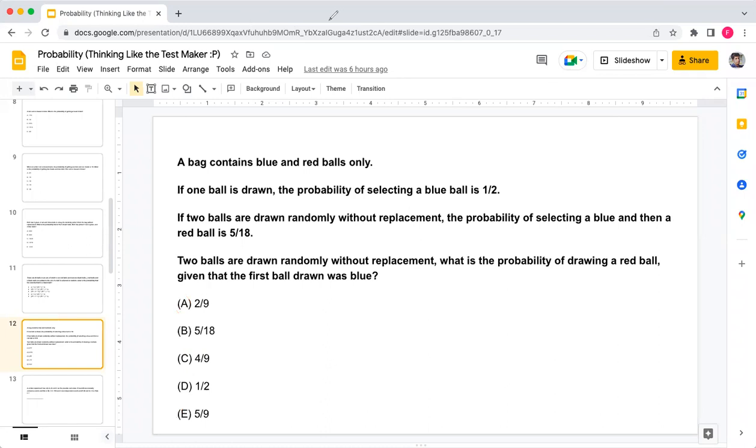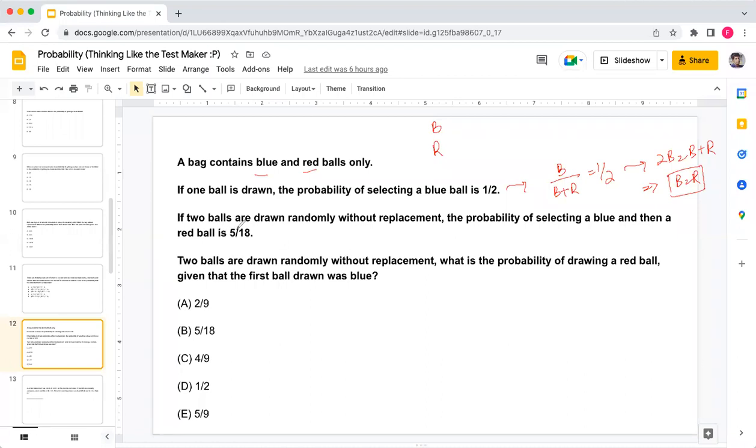A bag contains only blue and red balls. Some are blue balls and some are red balls. The question is: if one ball is drawn, the probability of selecting a blue ball is 1/2. That means the probability of selecting a blue ball out of total balls is 1/2. If you proceed further, this gives 2B = B + R, which means B = R. So there are equal numbers of blue balls and red balls.